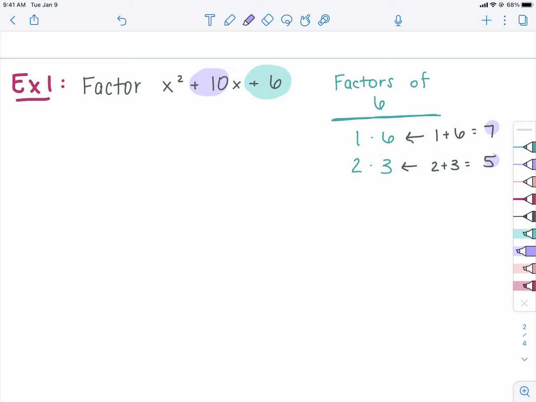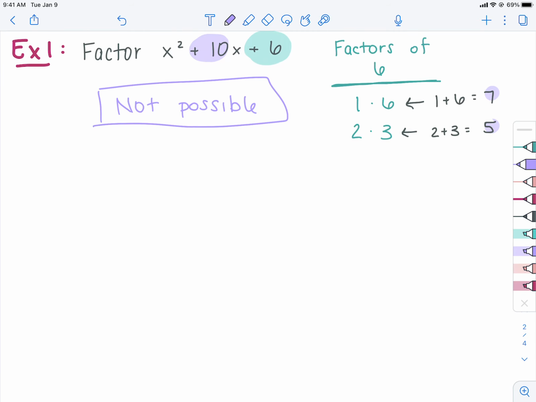That could happen. It happens actually a lot more than it doesn't. So if you can't add to the middle, this is one of our no solutions. Or you could say not possible, not factorable. This is not something that we can factor, because I don't have any numbers that multiply to 6 and also add to 10. Let's look at the next one.